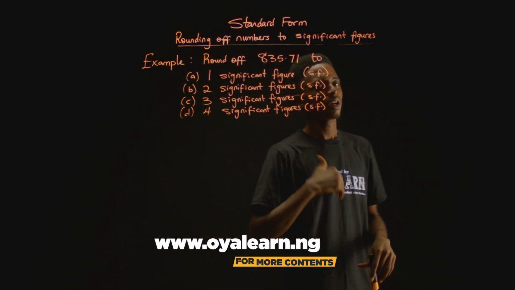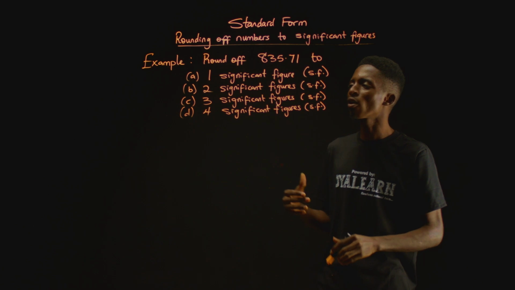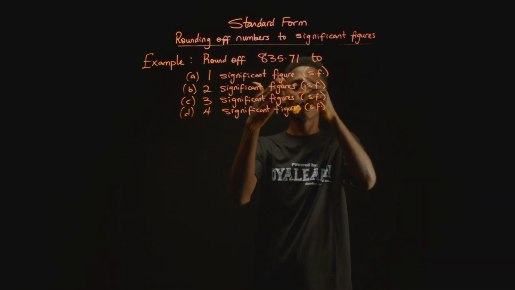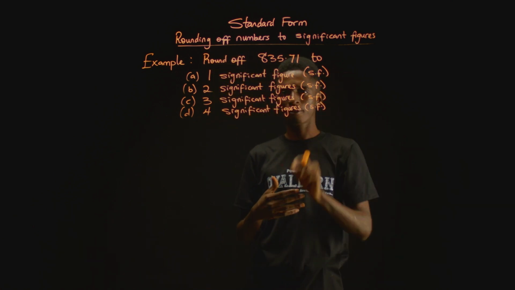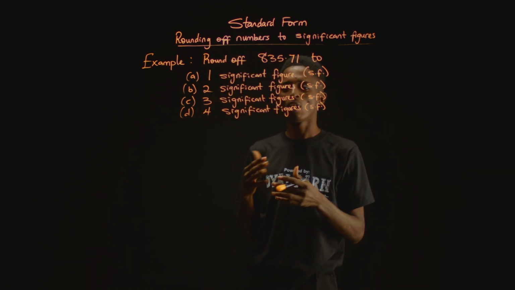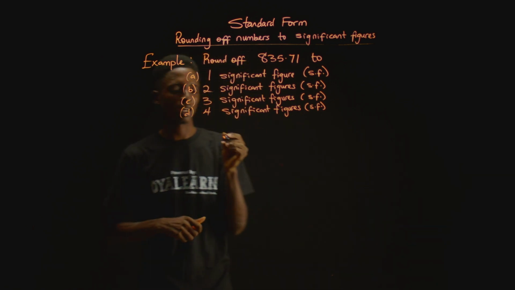Now take note, when you're looking out for questions, especially in your textbooks, you might not find it written as one significant figure in words like this. You may just see one SF. Now when you see SF, they are also referring to significant figures. Now here's the solution.